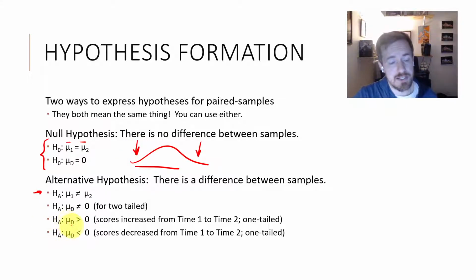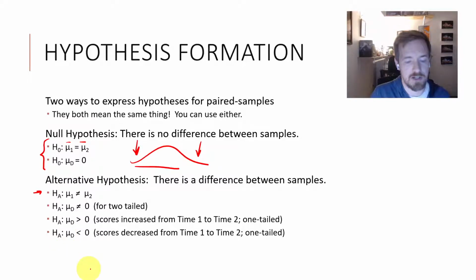So if we decided to phrase it like this, where mu d is greater than 0 and mu d is less than 0, then what that means is that for mu d greater than 0, you had a significant increase in scores between time 1 and time 2. Meaning maybe your performance got better as a function of time. For this one, mu d is less than 0, then we're saying that scores decrease from time 1 to time 2.